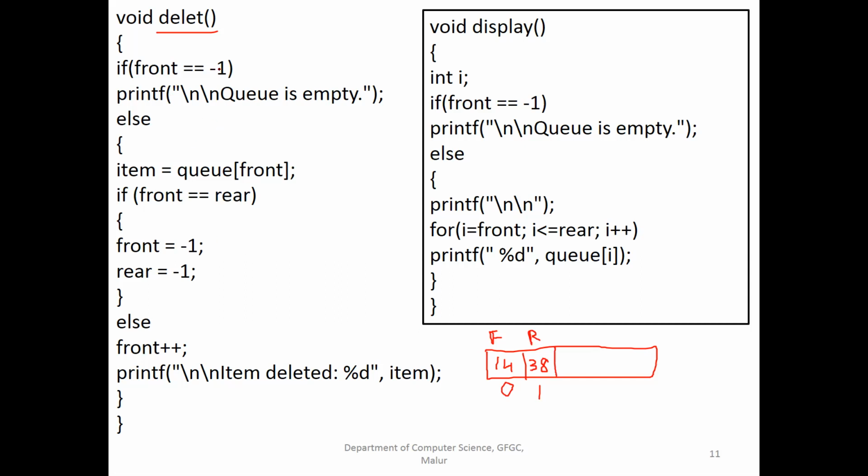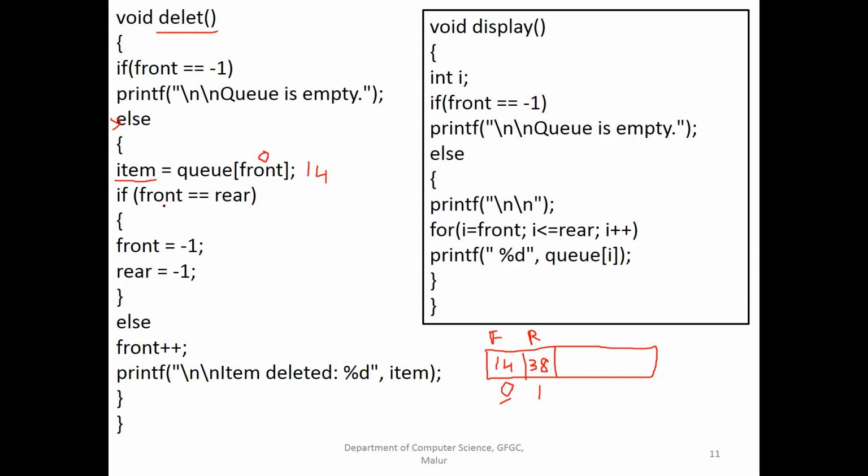So front is -1 means, but what is the front value? 0. So this part won't be working. Q is empty won't come. It will come to the else part. In the else part, what we are telling: item equals q of front. So identify the first value. Q of front is q of 0, which one? 14. So 14 will be taken and it will be stored in the place called item.